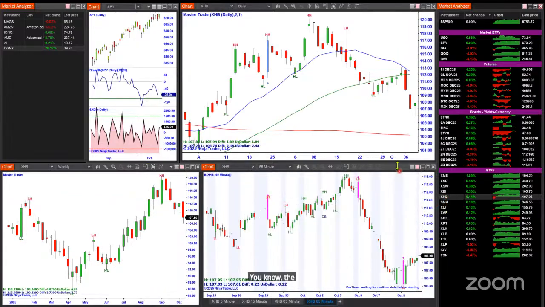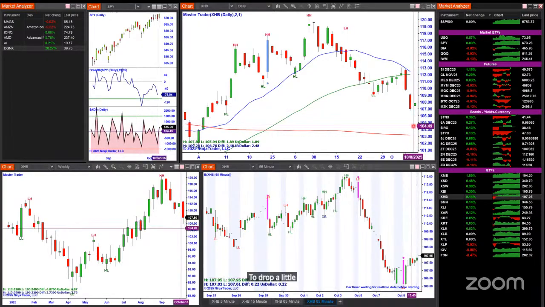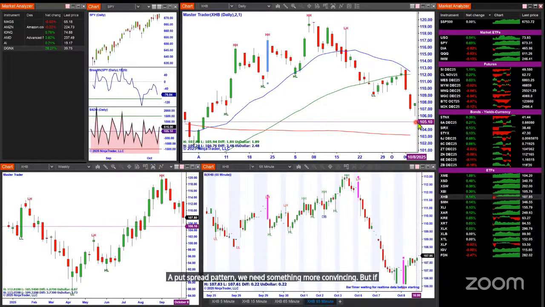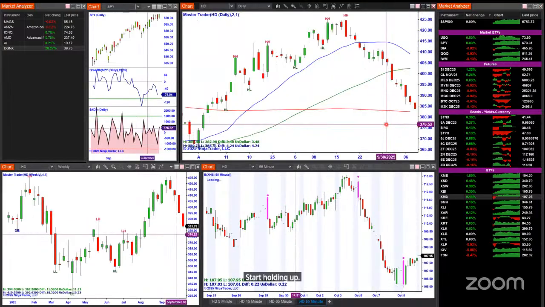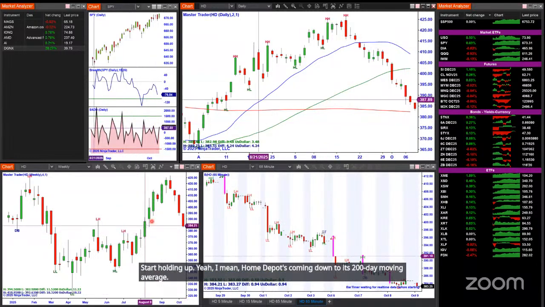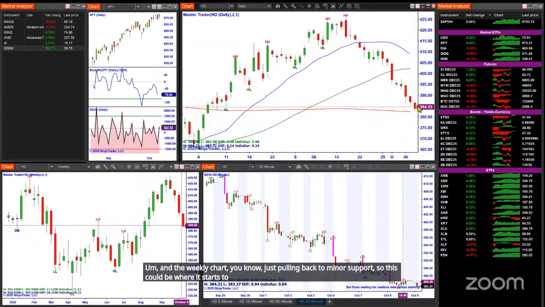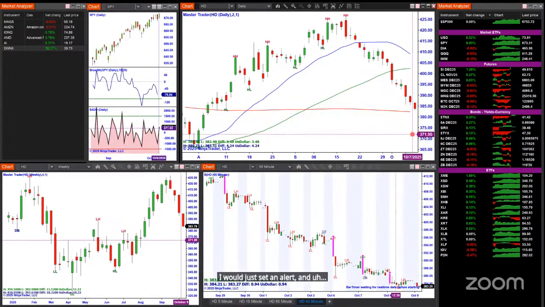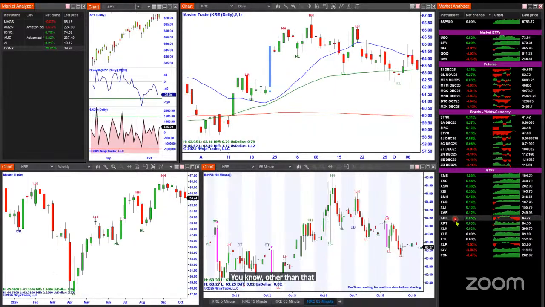The home builders, maybe they found a little floor there, but they need interest rates to drop a little to help them. So maybe this is really not a put spread pattern. We need something more convincing. But if interest rates started to drop, maybe we'd see some of the individuals start holding up. Home Depot's coming down to its 200-day moving average, and on the weekly chart it's pulling back to minor support. So this could be where it starts to stabilize. I would just set an alert and keep an eye on it. Other than that, it's a wait and see.